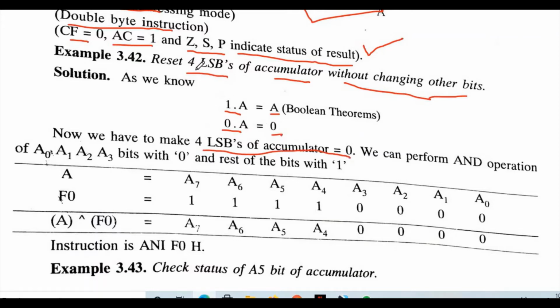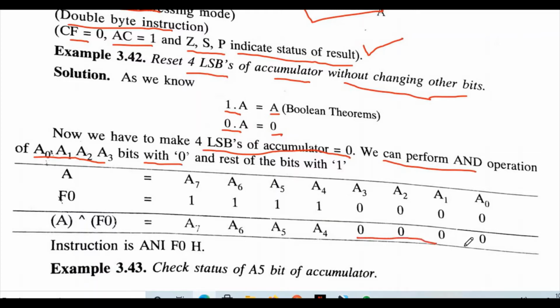So we will do the ANDing operation with 0 for the 4 LSBs so that they will become 0. After the ANDing operation they will be 0. And the 4 MSBs we have to AND with 1 so that they should not change.